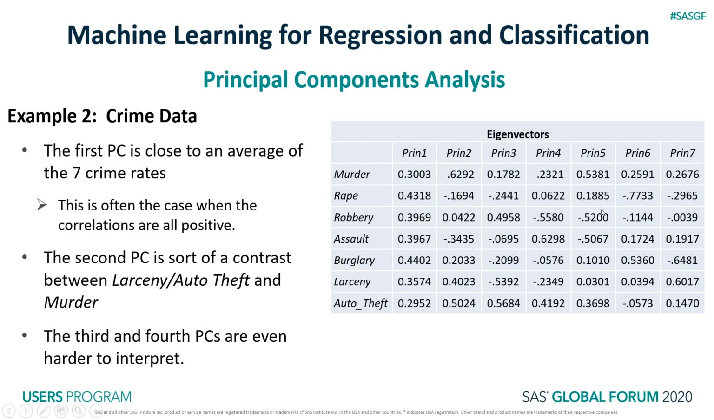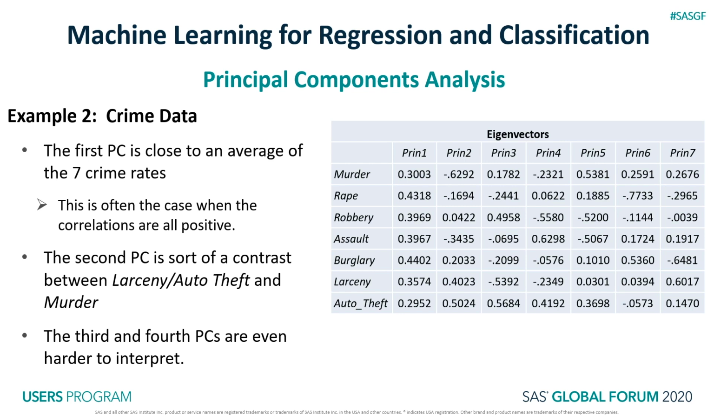The second principal component looks to be a contrast between the murder rate and perhaps the auto theft and larceny rate, although the assault has got a relatively large coefficient, at least in terms of magnitude, and so that detracts a bit from the interpretability. And principal components 3 and 4 and thereafter are increasingly hard to interpret. So in this particular case, the hoped for separation into violent crimes and non-violent crimes, and perhaps something in between, certainly doesn't seem to be apparent from the principal components analysis.